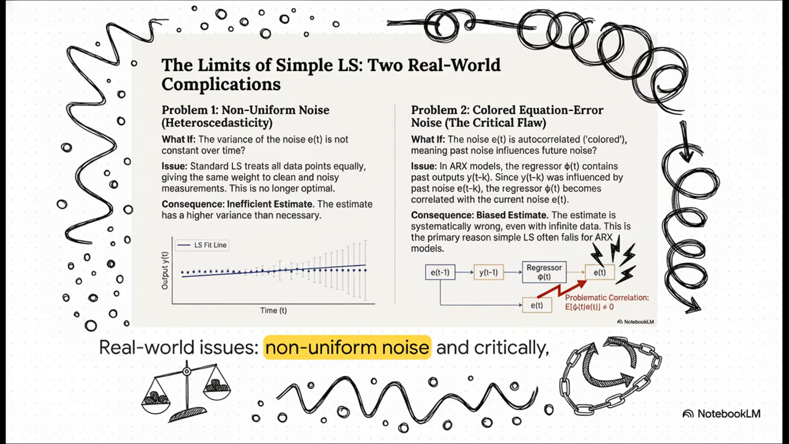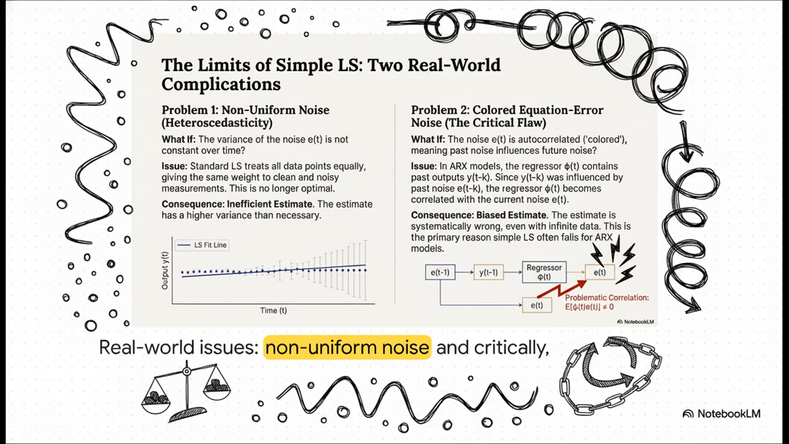Two big real-world problems tend to pop up. On the left, we have non-uniform noise. You can think of a sensor that gets less reliable the hotter it gets, so some data points are just fuzzier than others. But the real villain, the one that causes the most trouble, is on the right, colored noise.